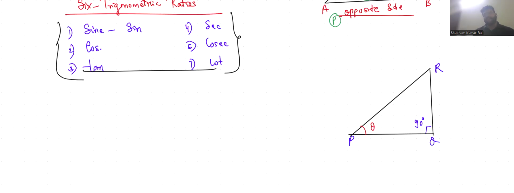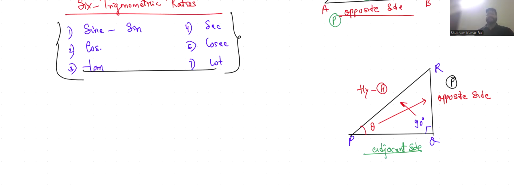So this side will be the opposite side, right? And this part will become the adjacent side. As I mentioned earlier in the previous case 1 and case 2, this will become the hypotenuse, which is represented by H. And this will become the perpendicular and this will be the base, right? We are talking about the reference angle theta, that is angle P.